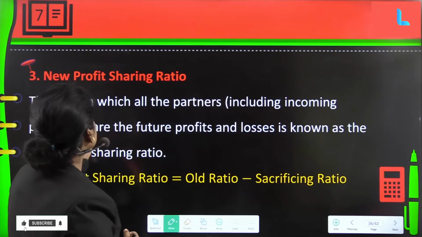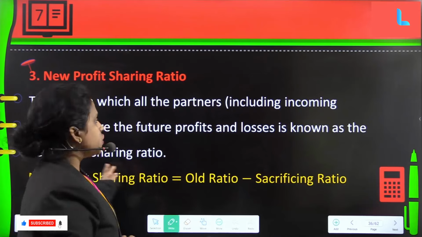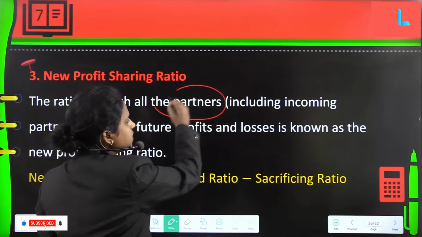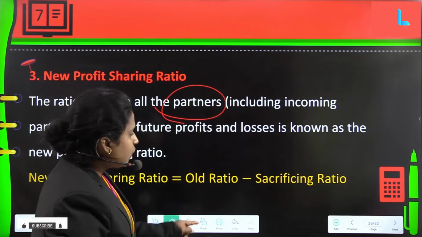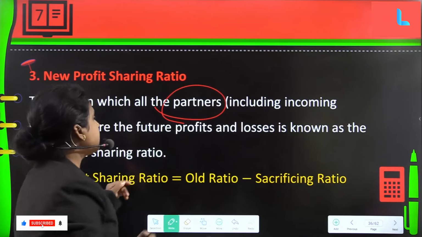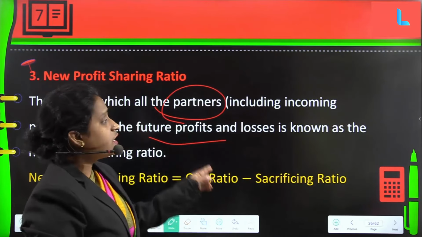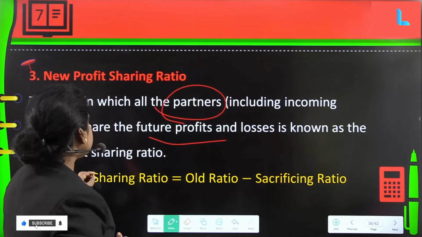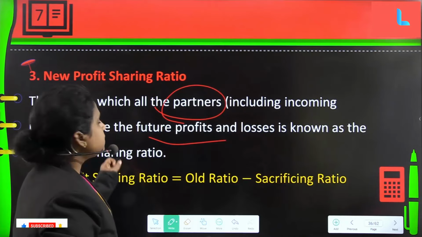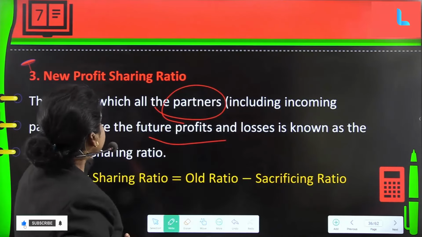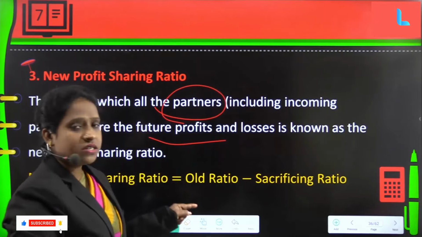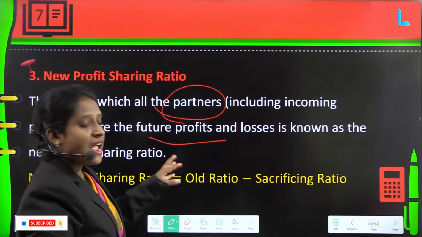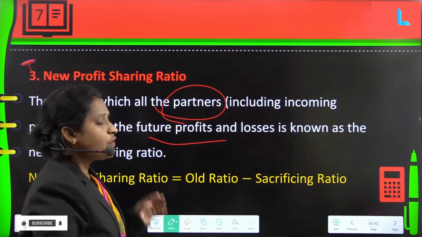The third thing is to understand the new profit sharing ratio. So how do we understand this? The ratio in which all the partners, including the incoming partner, share the future profits and losses is known as what? The new profit sharing ratio. Therefore, what we have to keep in mind is that the new profit sharing ratio is the ratio in which all the partners including the incoming partner share the future profits and losses.